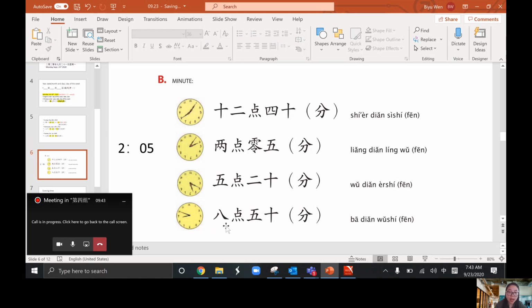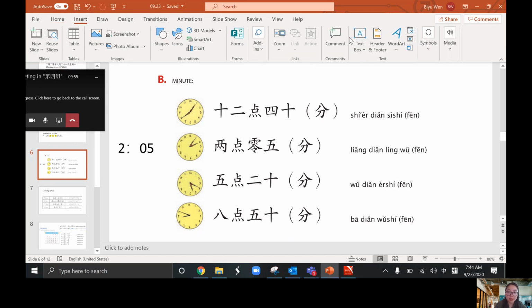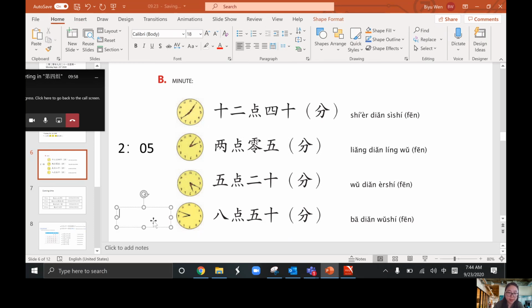8:50. 8点50分. So something you need to pay attention to is 8:50. Even though in the time there is a 0, the 0 is at the end. So you need to say 50. Okay? So I hope you can understand this point.